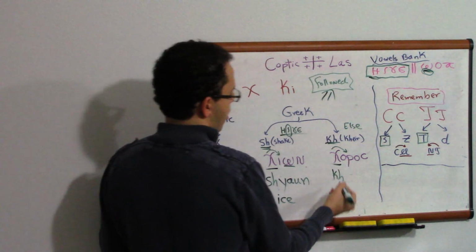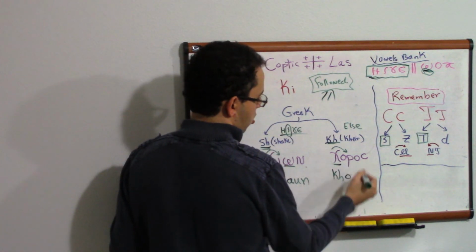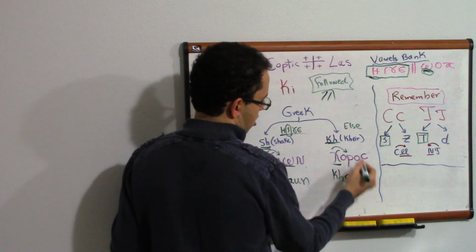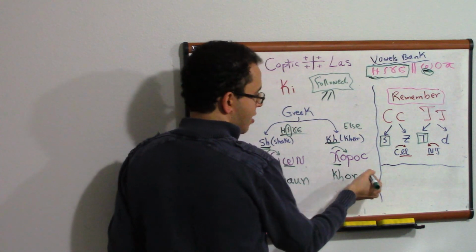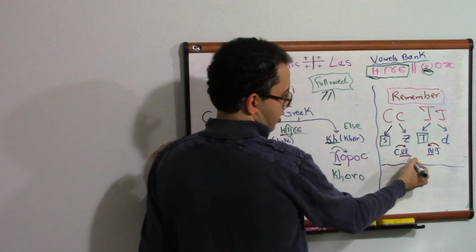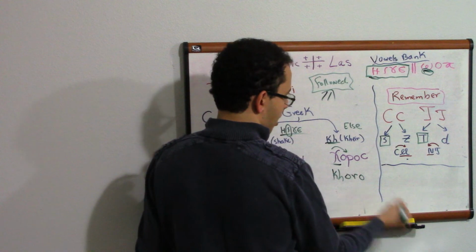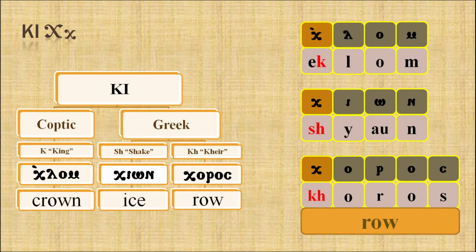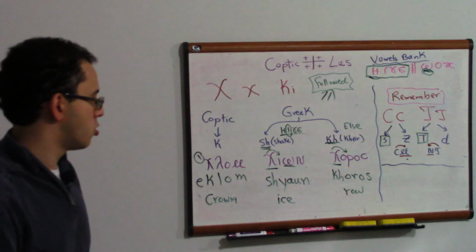And then omicron is just an O, always an O. Ru is always an R. Omicron is always an O, and Sima, because the word is of Greek origin, we have to check, is it followed by me? In this case, it's not followed by me, therefore it's an S. You put the whole word together and you get Choros. And Choros means row.